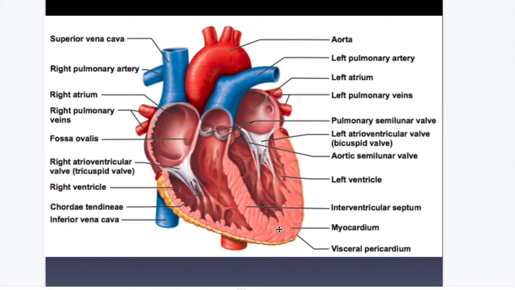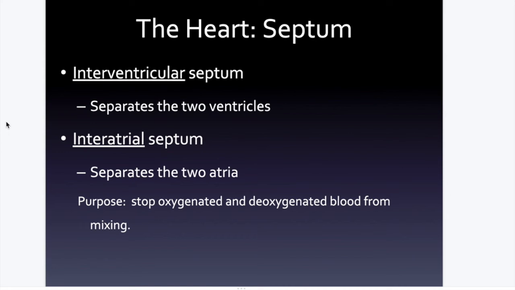If you do see here, what we're going to talk about next is the septum of the heart, and that is right here that we see. Okay. So we actually have two septums in the heart. You have the interventricular septum that's going to separate the right and left ventricle, and we have the interatrial septum to separate the two atria.